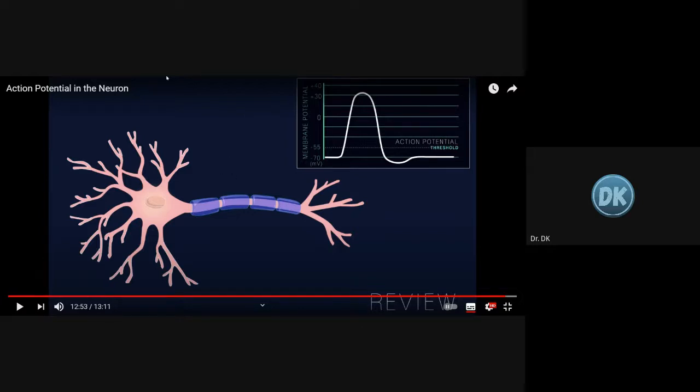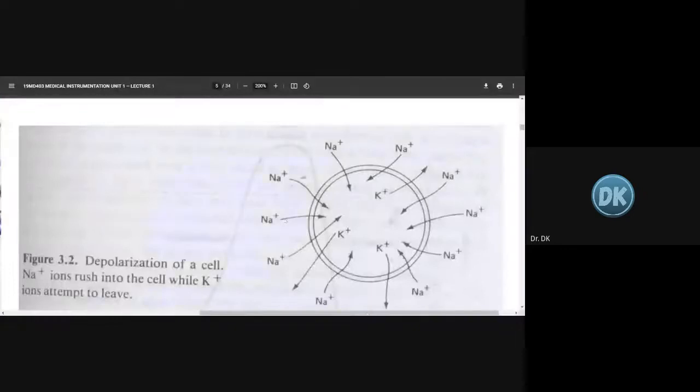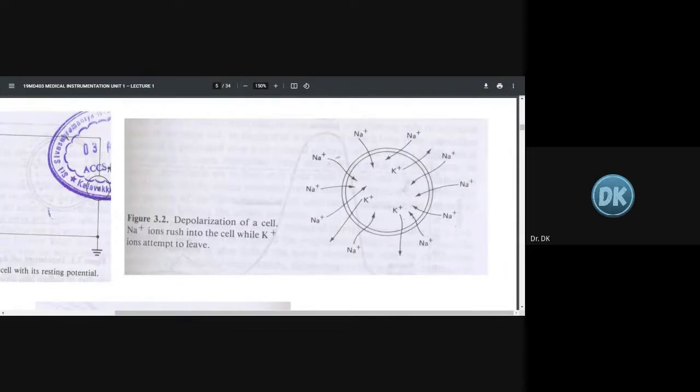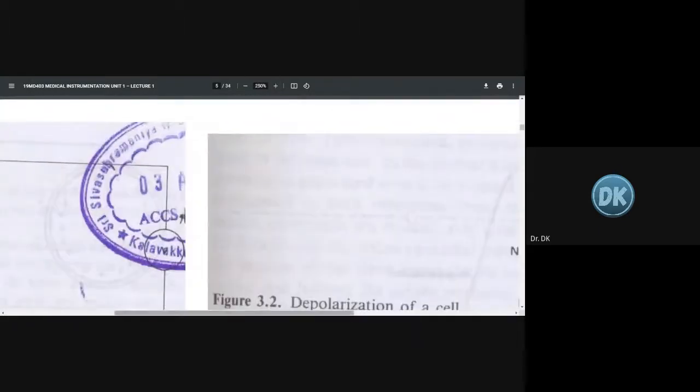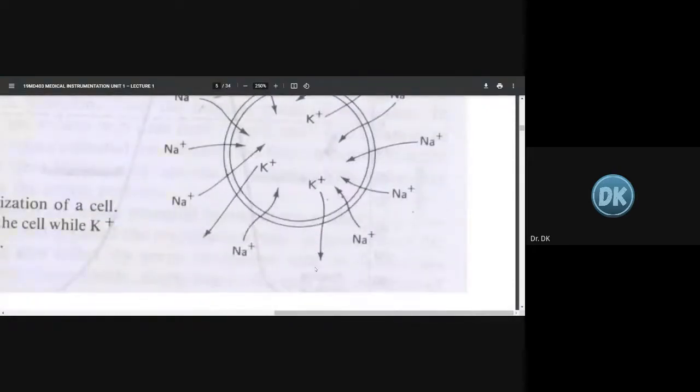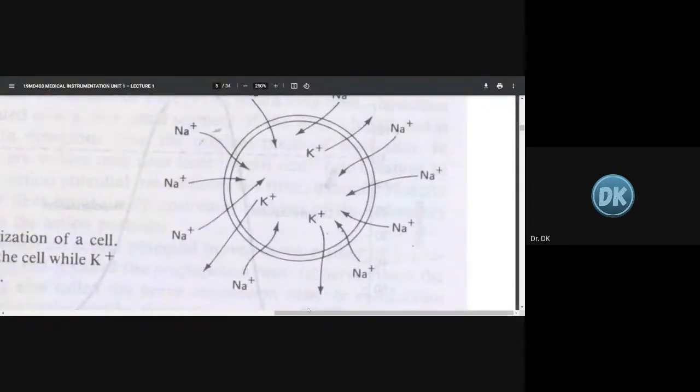Let me just go back to the slide. Okay, so now we will understand this picture more clearly. Previously we had negative charges inside the cell, and when you measure that, it's called a resting potential. Now you have movement of ions across the cell membrane, right? Sodium is entering and potassium is going outside. Sodium has a positive charge, so when it enters the cell, you will have a positive charge inside the cell, which causes the action potential.